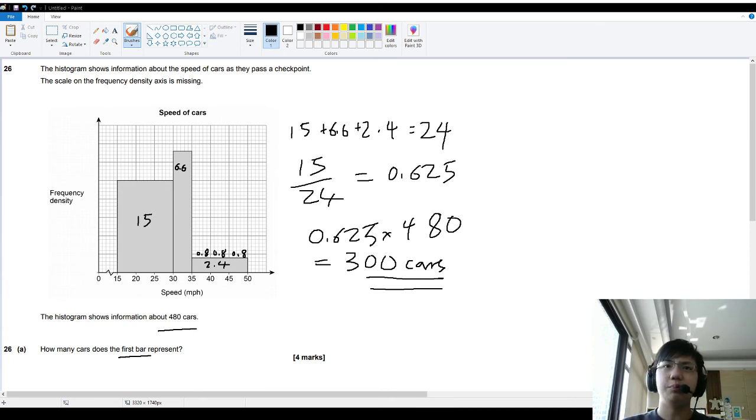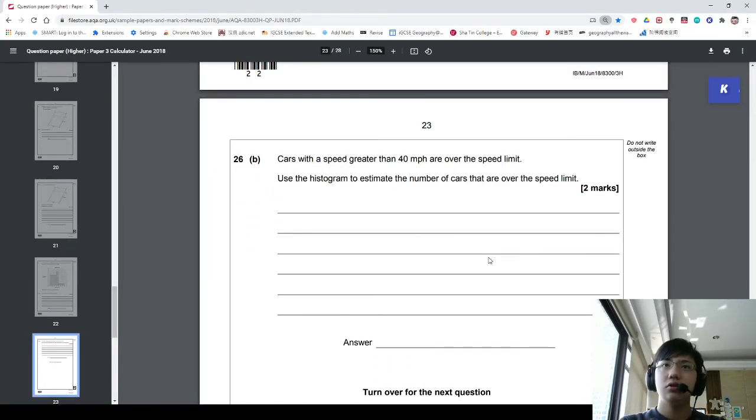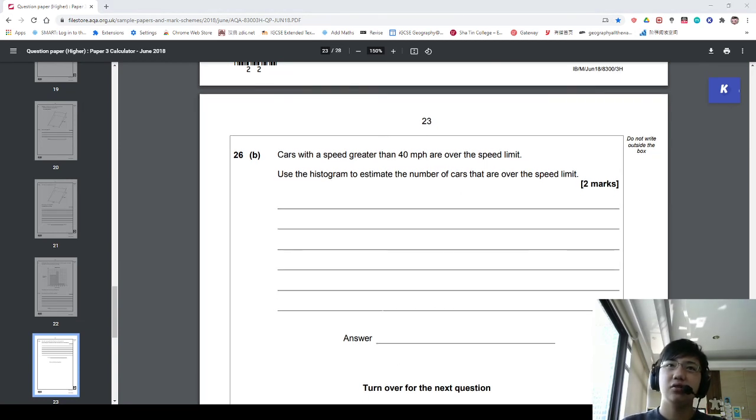Moving on to part B of this question, we have this. Cars with a speed greater than 40 miles per hour are over the speed limit. Use the histogram to estimate the number of cars that are over the speed limit.